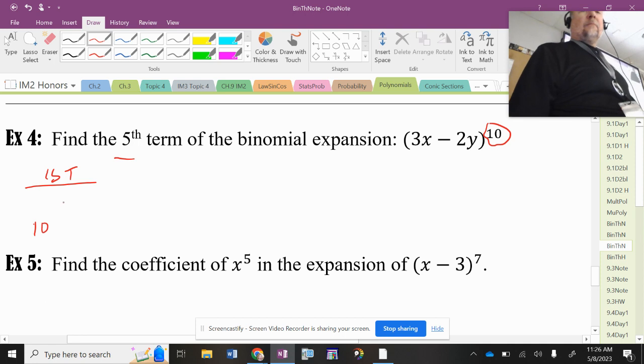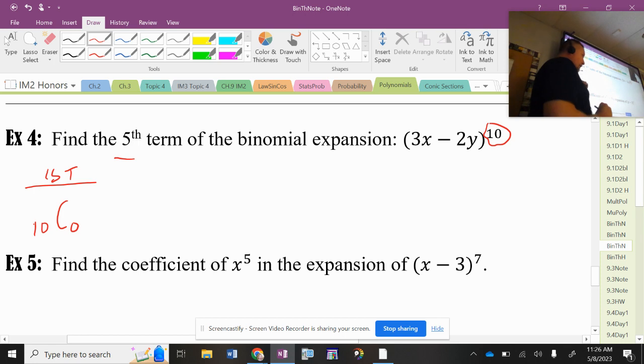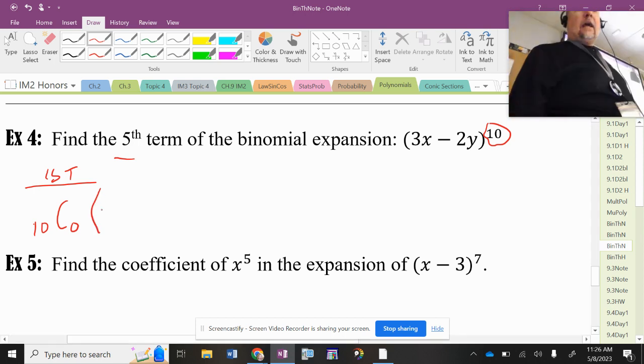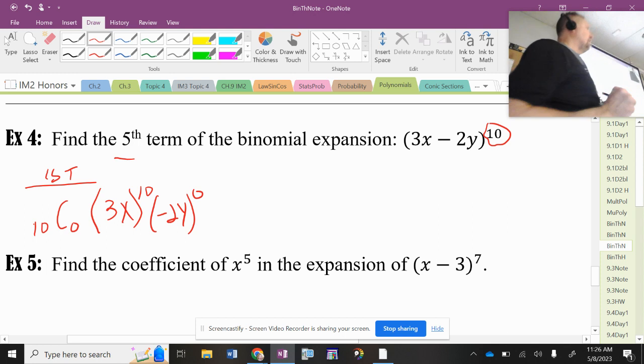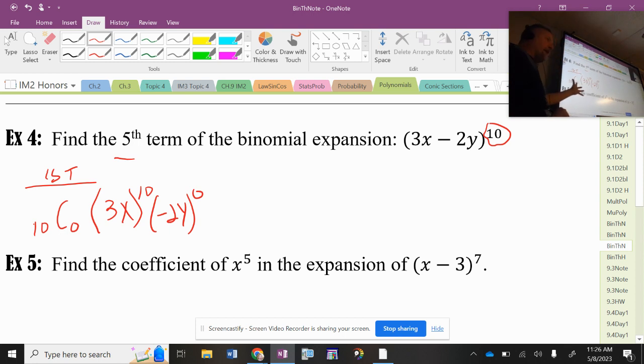The first term comes from 10C0 from Friday. The first term is the Pascal number coefficient. By the way, that's 1. It always starts with 1, but you need to write that to get this done correctly. And then it's (3x) raised to the 10th, (negative 2y) raised to the 0. That's the first term. So watch my finger. I need the second, third, fourth, fifth. What's that number right there then? 10C what? 3, 2, 1, go.